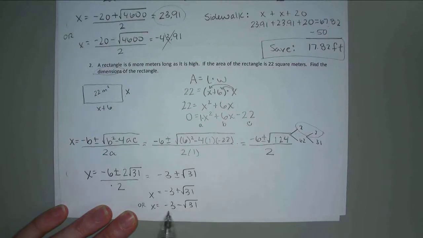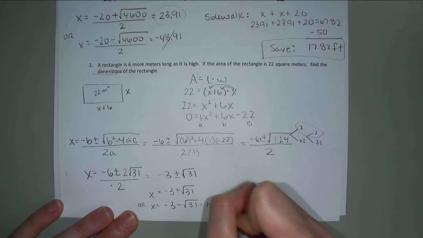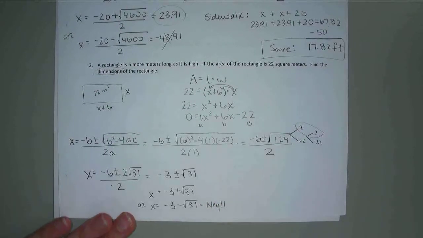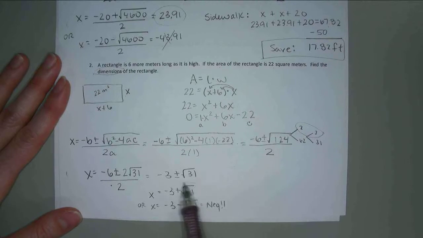What type of number is this going to be? A negative minus a negative is? Nope, negative, right? If you're in debt and you go spend more money, you're more in debt. This is negative. I don't even care what it is. The fact that it's negative, I don't want it, right? So what is x? X is negative 3 plus root 31.